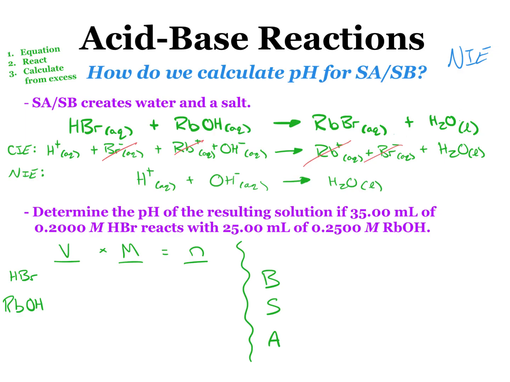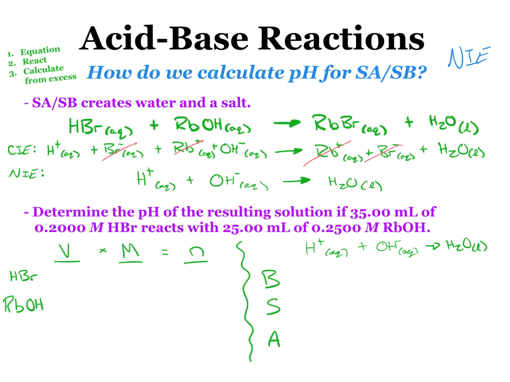Writing the net ionic equation is important because we're going to use it in what we call a BSA table. A BSA table is similar to an ICE table in that you're measuring something at a beginning and at an ending point, but we use mole amounts for these because this is how the substances react. They react stoichiometrically. So rewrite the net ionic equation over here and label BSA for me. And what we're going to do is solve this question together. So in this question, I want to know what the pH is after I've added 35 milliliters of 0.2 molar HBr with 25 milliliters of 0.25 molar RbOH.